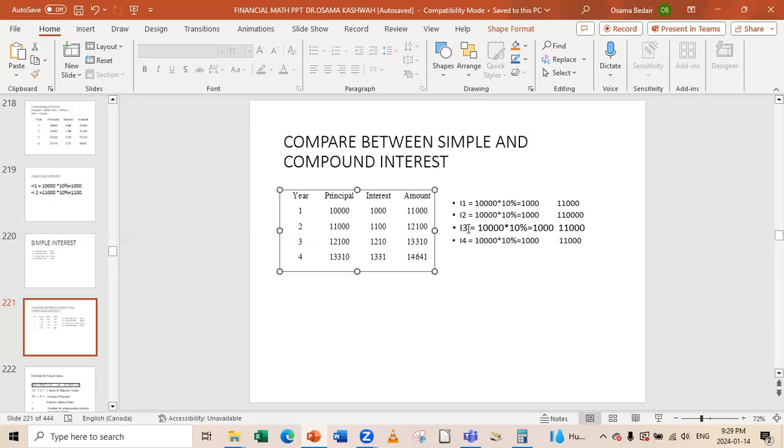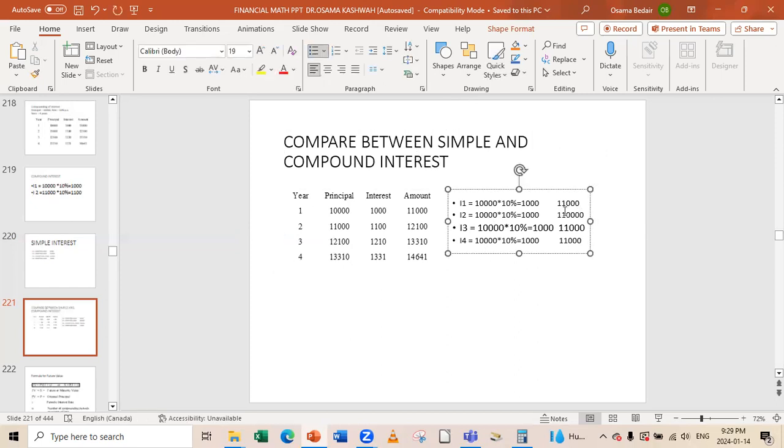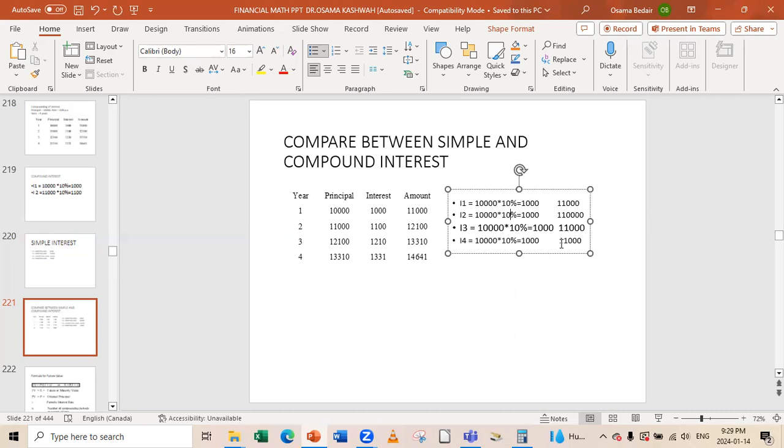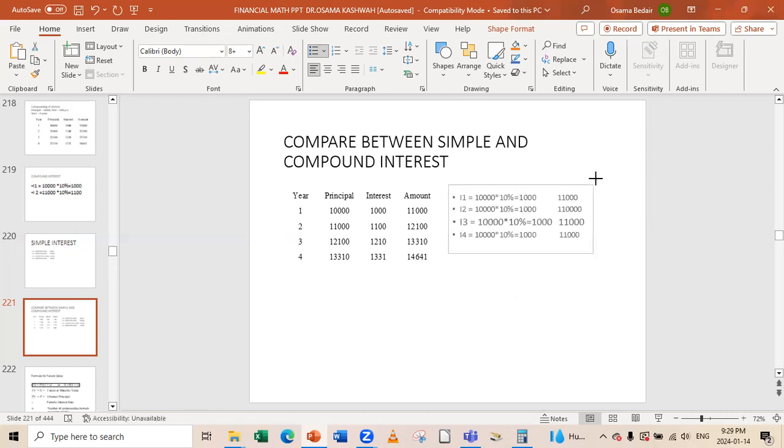Like you see here, the simple interest is constant always because we multiply the origin by 10%. But here, no. We add the origin, the principal, to the interest, then we take it, and the second year we multiply by the interest rate. So all of the balance is multiplied by the interest rate. But here, the origin is multiplied by the interest rate.